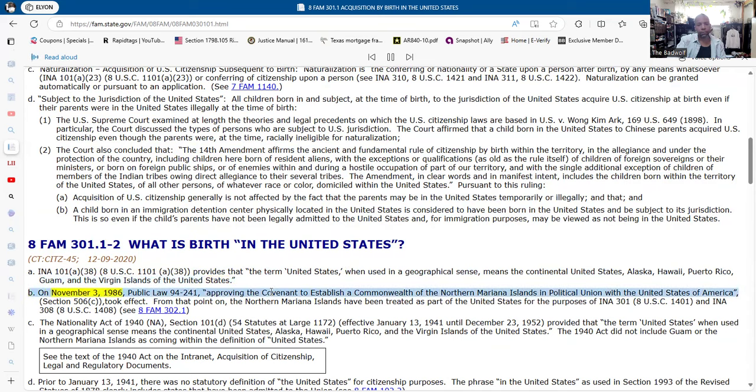States. B. On November 3, 1986, Public Law 94-241, approving the covenant to establish a Commonwealth of the Northern Mariana Islands in political union with the United States of America. Did you hear that? In political union. Northern Mariana Islands and some of these other places are in a political union. They are politically with us, but they are not ours. They have a political union with the United States of America. Political union. That means you've got America, and then through the U.S. Corp, the political party, they are politically in our jurisdiction. The Mariana Islands in political union, that's one word, then there should be a comma, then with the United States of America.